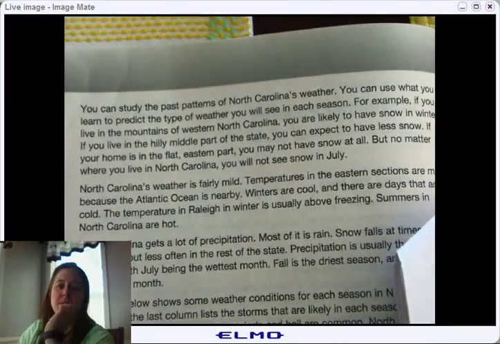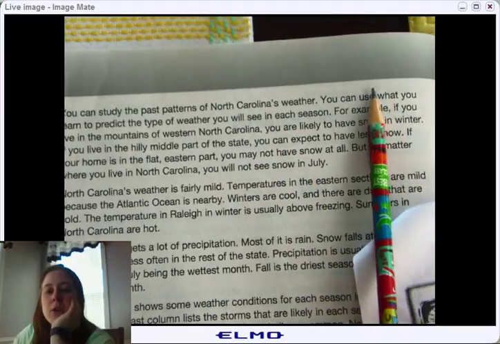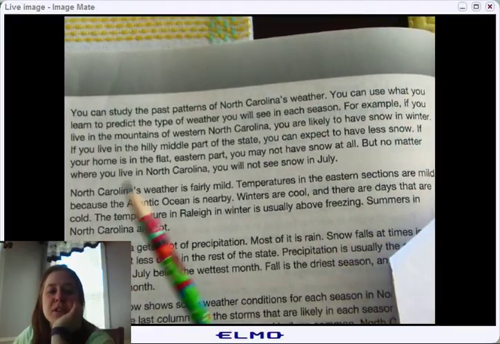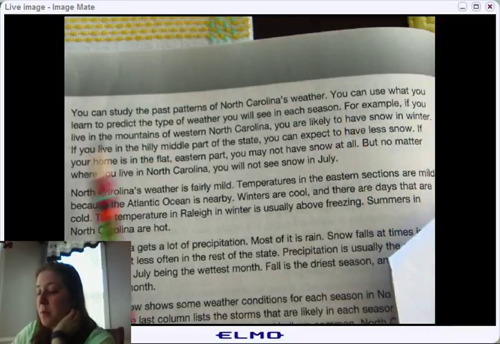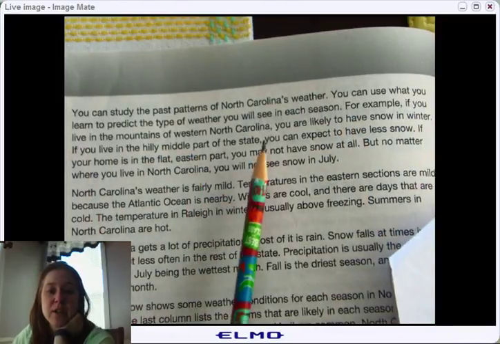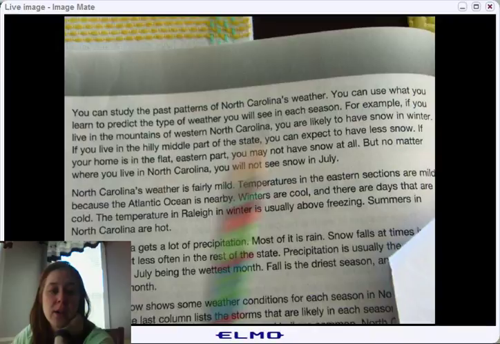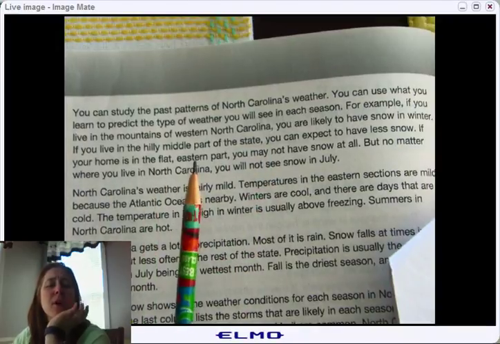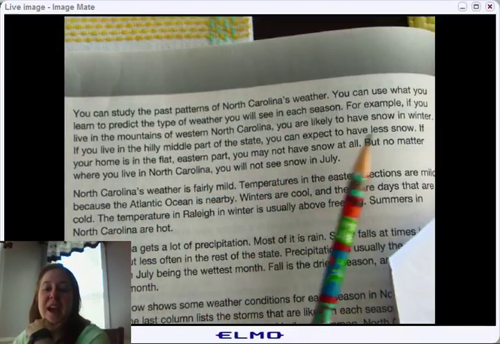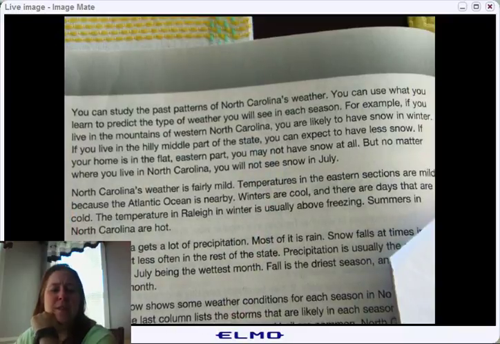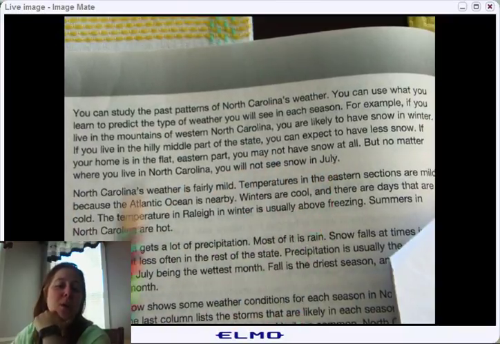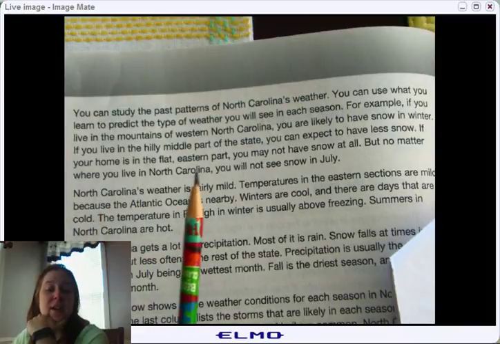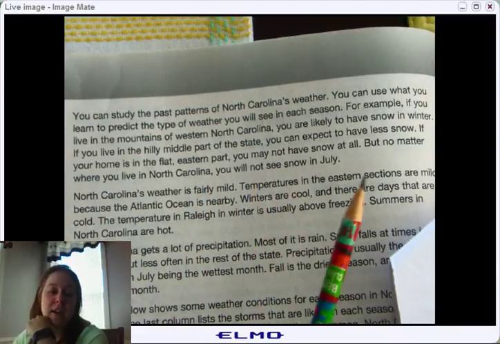You can study the patterns of North Carolina's weather. You can use what you learn to predict the type of weather you will see for each season. For example, if you live in the mountains of western North Carolina, you will likely have snow in winter. If you live in the hilly middle part of the state, you can expect to have less snow. If your home is in the flat eastern part, you may not have snow at all. But no matter where you live in North Carolina, you will not see snow in July.